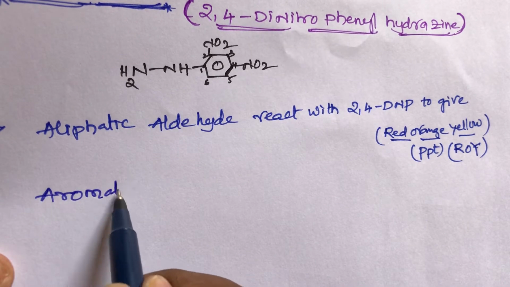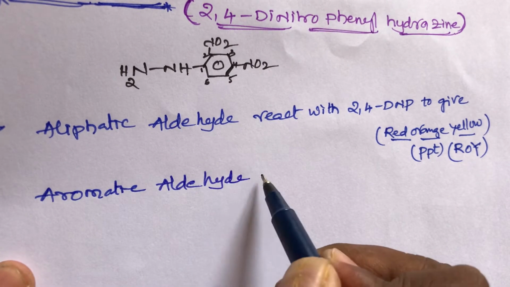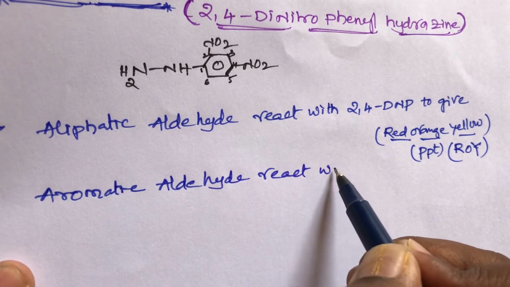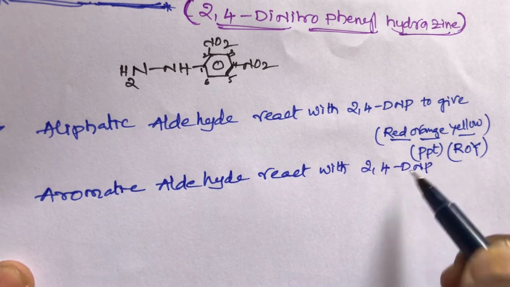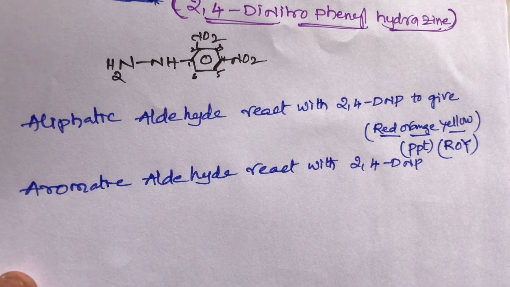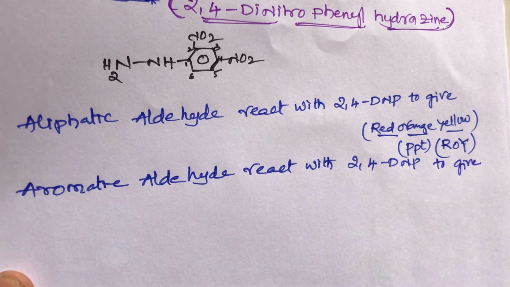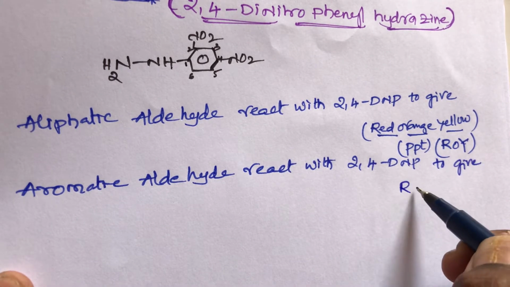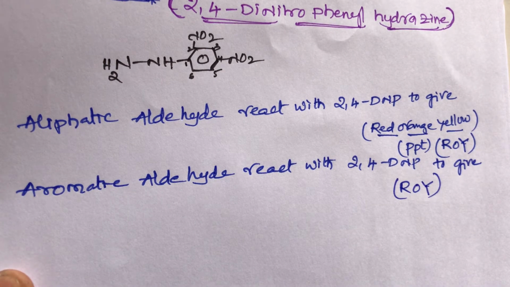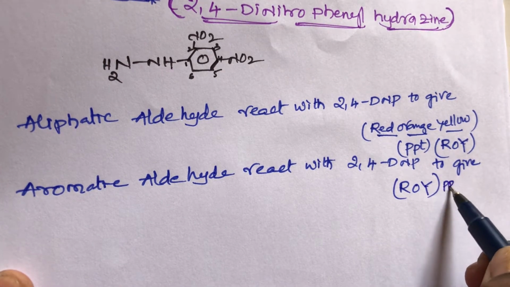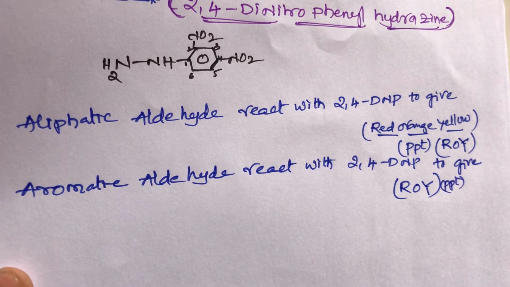When aromatic aldehydes react with 2,4-DNP, they give the same thing, that is, the same color will be formed: a red, orange, yellow precipitate, that is ROY. ROY means a red, orange, yellow precipitate, that is PPT, will be formed, a mixed color. This is a simple point.